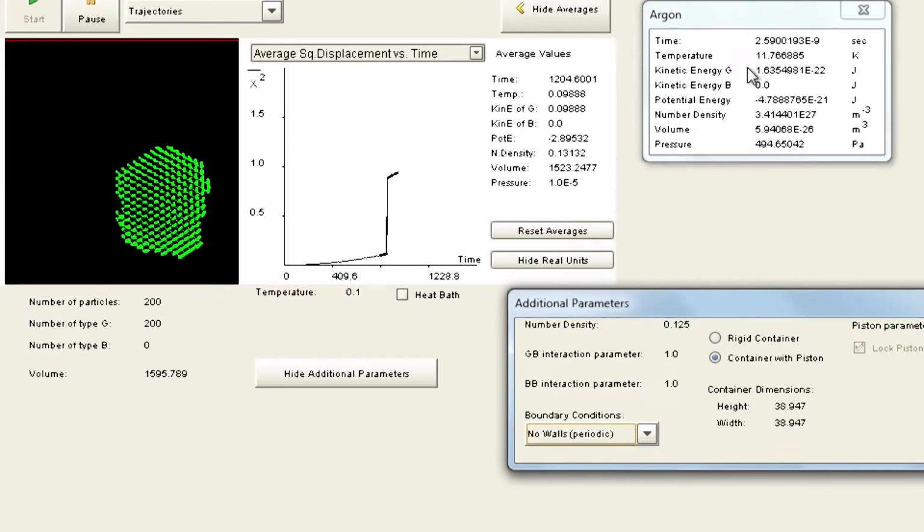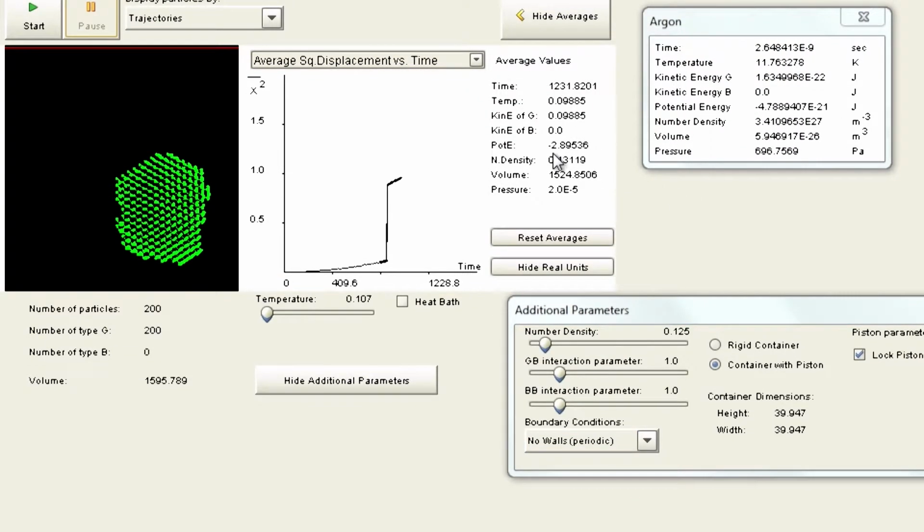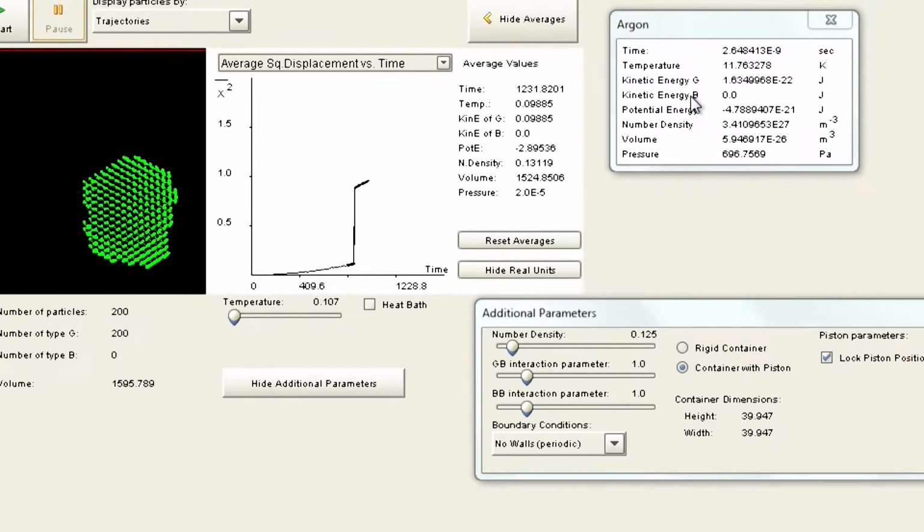Now, remember we are doing the time averaging. So, let us pause. These average values are the time averages. We have gone up to 1231 time steps, which is 2.6 times 10 to the power minus 9 seconds. Temperature is the same, 11.76 kelvins. Kinetic energy is 1.634 joules, potential is minus 4.788 joules, and number density is 3.41. Volume is 5.94 meter cube, and the pressure is 696 Pascal.